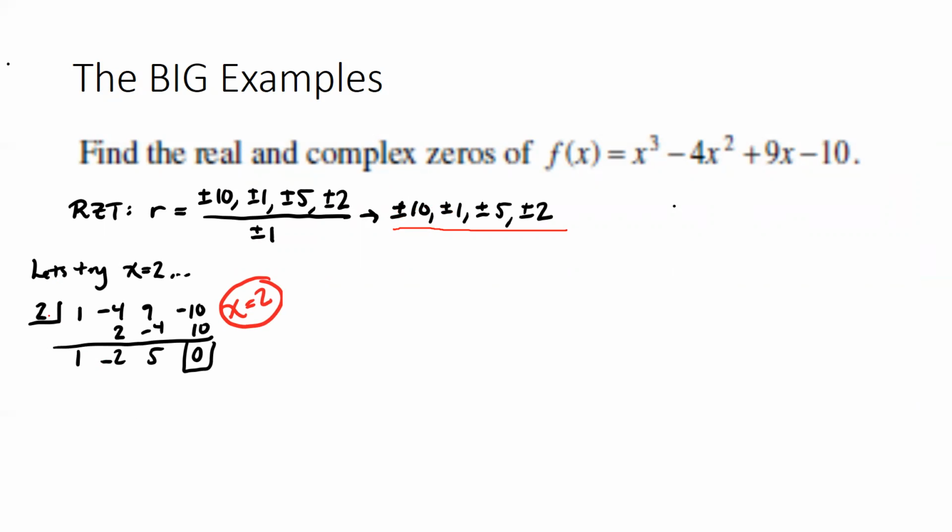So I take 2, I put it in the box, I do my synthetic division. Where these coefficients came from is up here. Boom, there's the 1. There's the -4. There's the 9. There's the negative 10. Okay. And I found that 2 was a winner. That's huge. Now, after I do that, I'm left with these coefficients of the quotient.